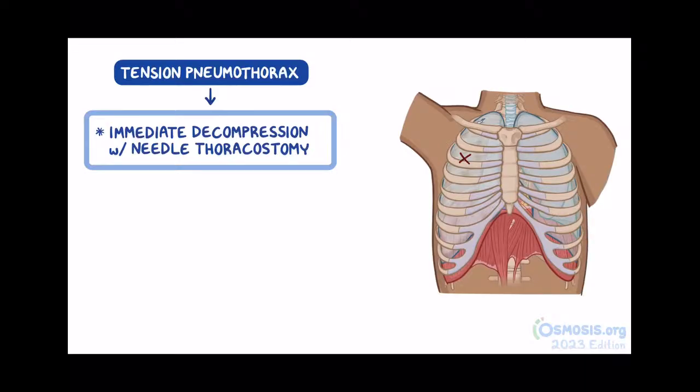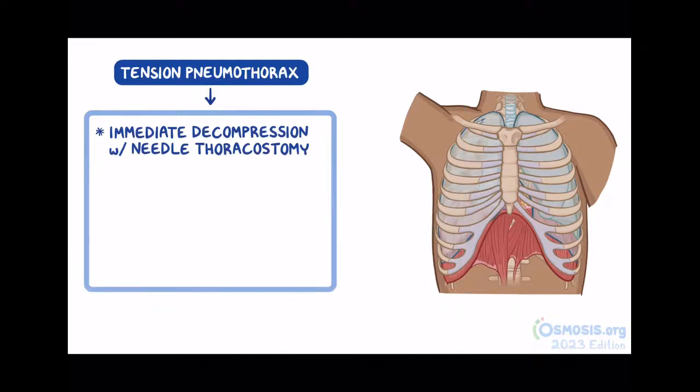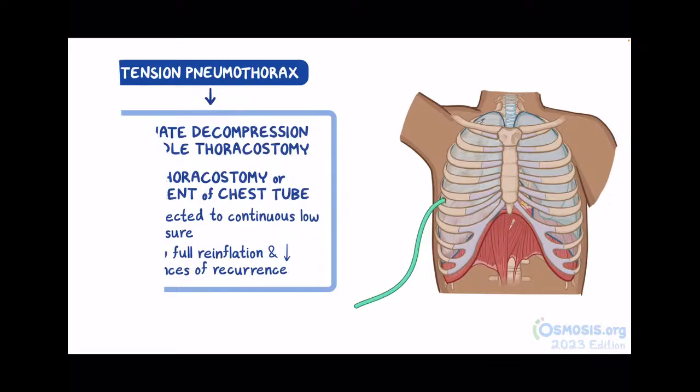Identify the second intercostal space where it intersects with the midclavicular line. Then insert an angiocatheter through the chest wall just above the rib. If effective, you will release the trapped air, allowing the lung to reinflate and relieve any mediastinal compression. You will later need to proceed with tube thoracostomy, or placement of a chest tube connected to continuous low-pressure suction, to allow full reinflation and decrease chances of recurrence.